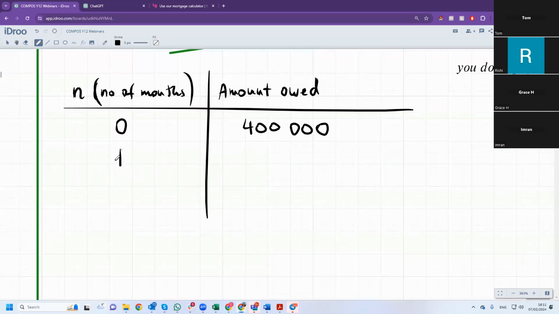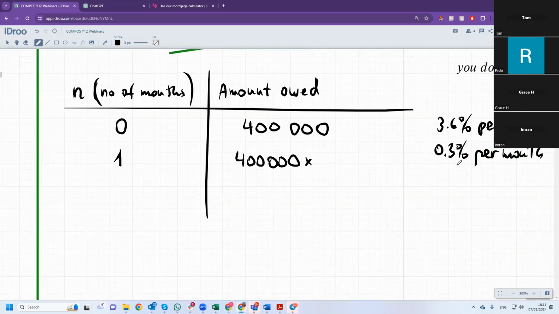After 1 month, first they will put interest on your money. So it's going to be 400,000 multiplied by the interest, but the interest per month. So 3% per year, and that means 0.3% per month. Yeah, because you divide by 12.